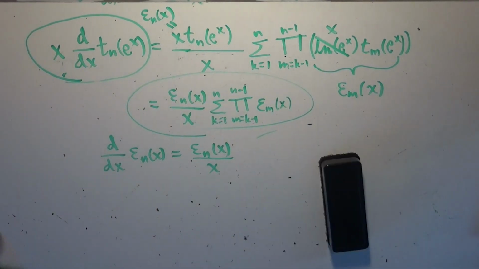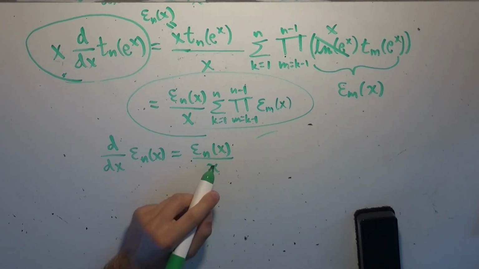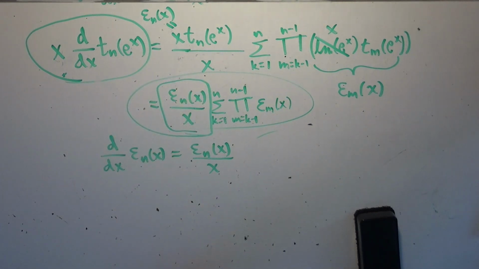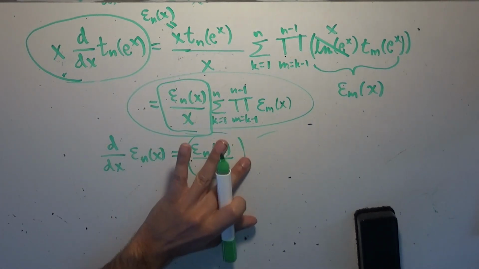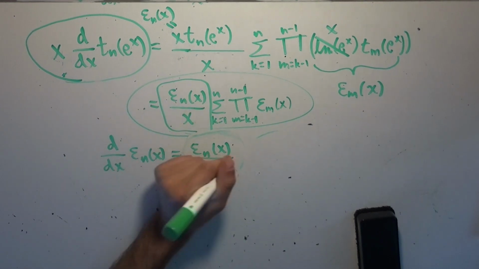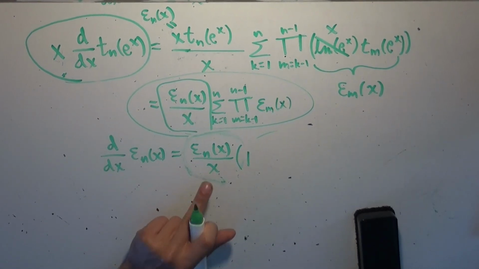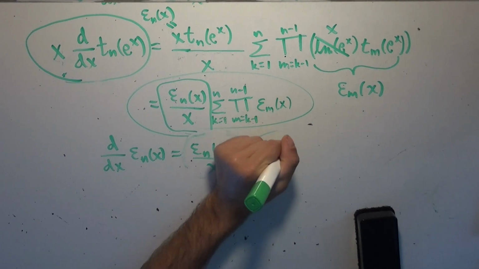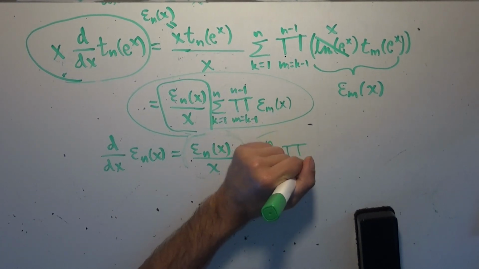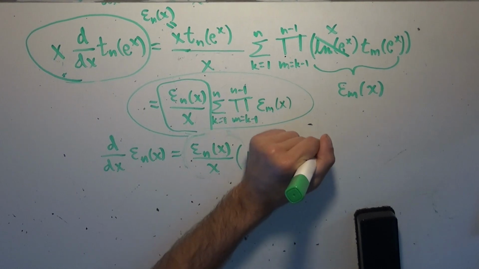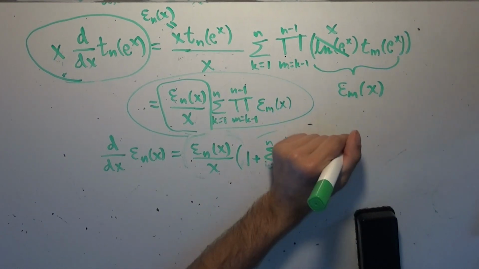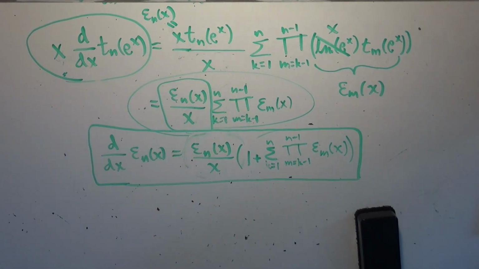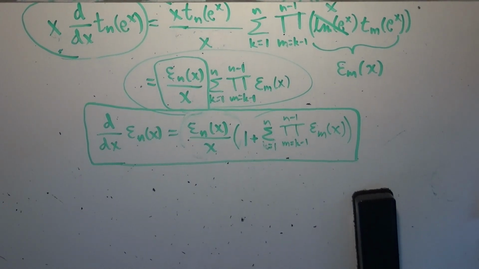So let's do that. We notice that because we had this term out the front, and then we have plus this stuff here, we can factor this epsilon n of x over x out of both of them, right? And sort of factor it out. So the first term we have inside this new factor is 1, because remember we just had this as the first term, and then plus this stuff here. So plus the sum from k equals 1 to n of the product from m equals k minus 1 to n minus 1 of epsilon m of x. So we have a beautiful expression now for the derivative of the epsilon functions, which is just stunning. It's just a gorgeous expression.